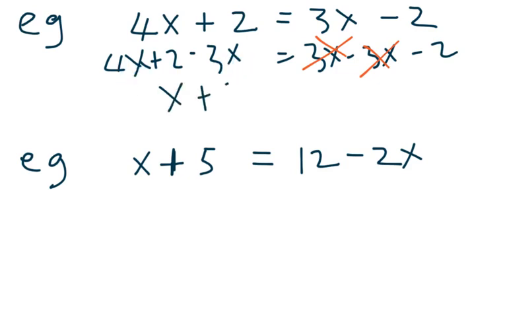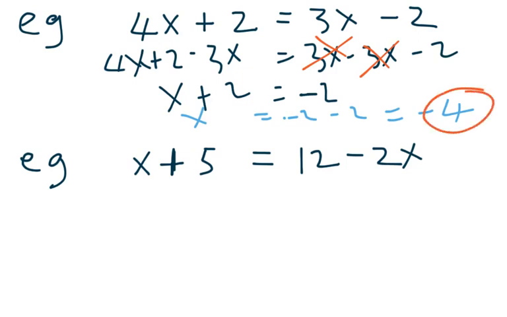So x + 2 = -2. Okay, don't forget I still have my -2 here. And now I have to subtract 2 from both sides. So I'm going to go x = -2 - 2, and that's equal to -4. So this solution is x = -4. That's my solution, x = -4. I subtracted 2 from both sides.